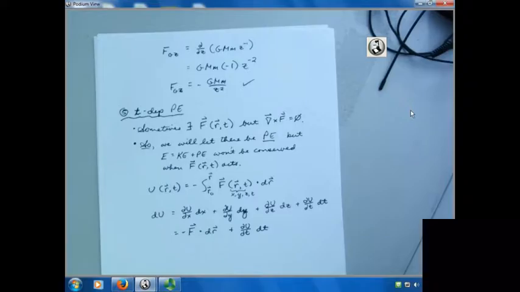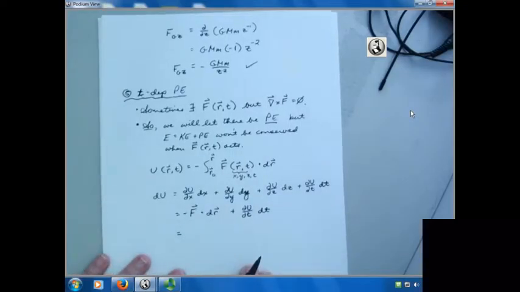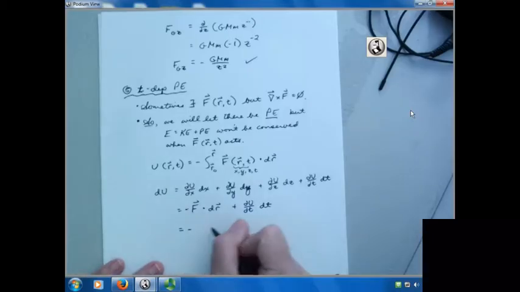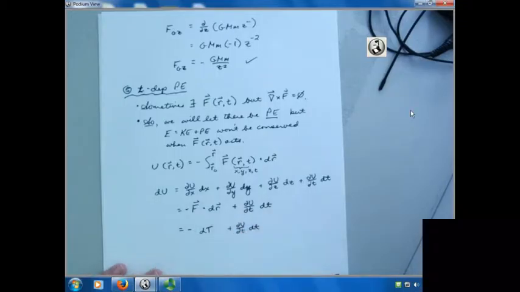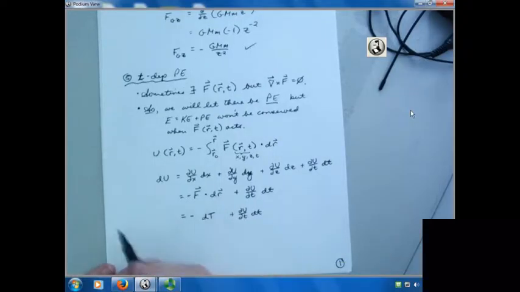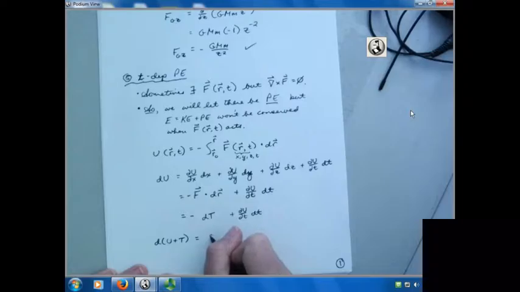Well, from my work kinetic energy theorem, I know if this is the only force acting, the work done by that force must be equal to the incremental change in kinetic energy. So wherever I see that work, I can think dT. And now I still have this extra term here. Okay. Now I realize I can go ahead and add dT to both sides, and what I'll have is the incremental change in U plus T is equal to partial of U with respect to time times incremental change in time.